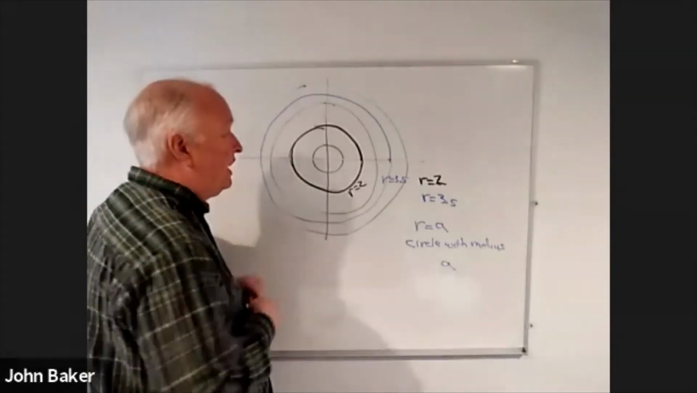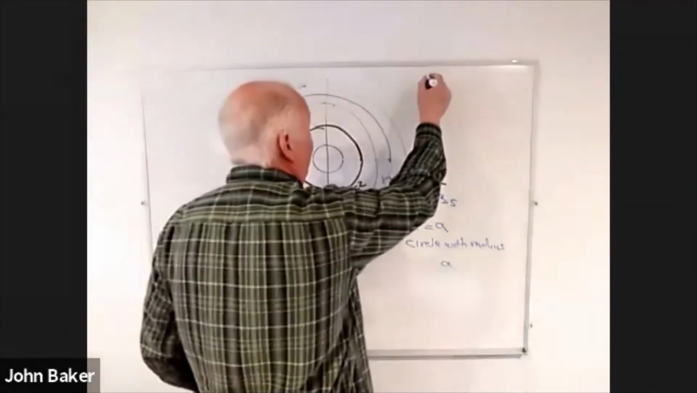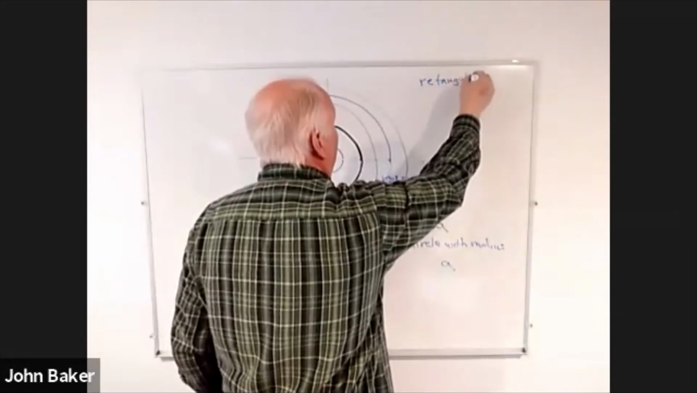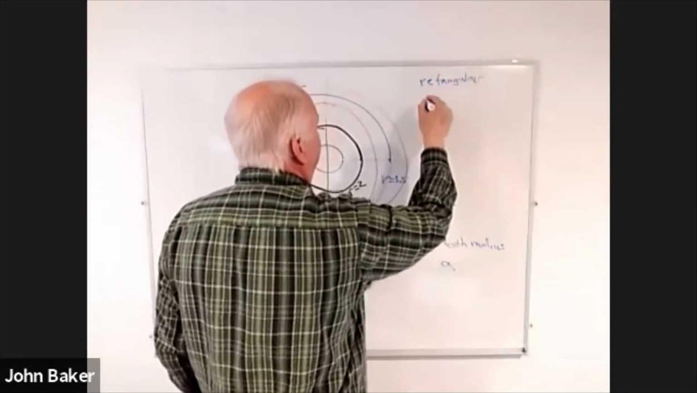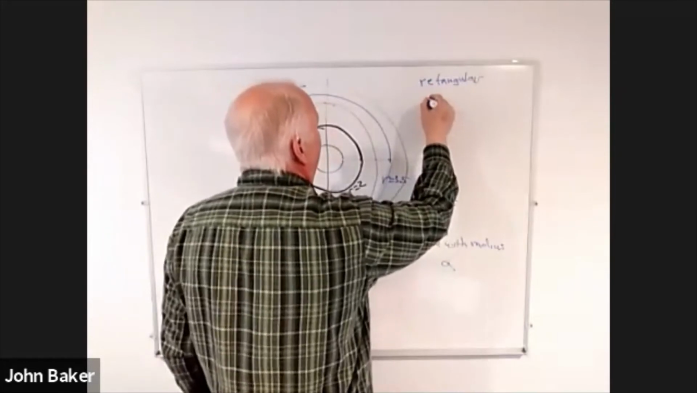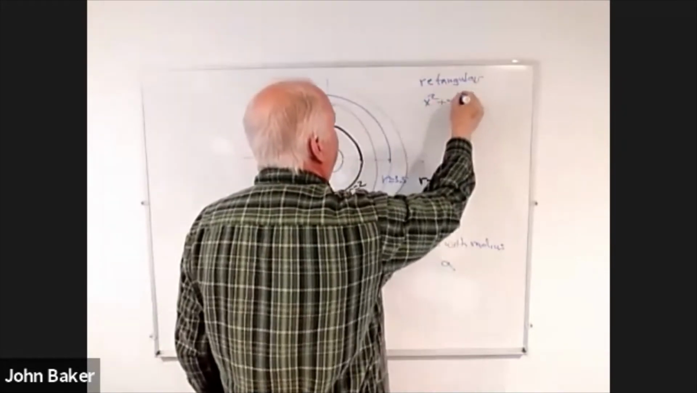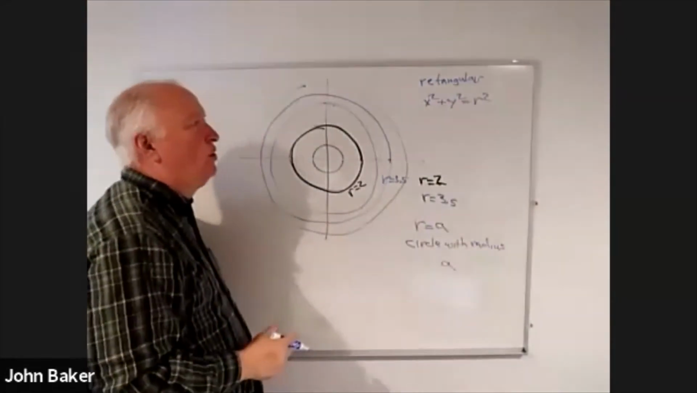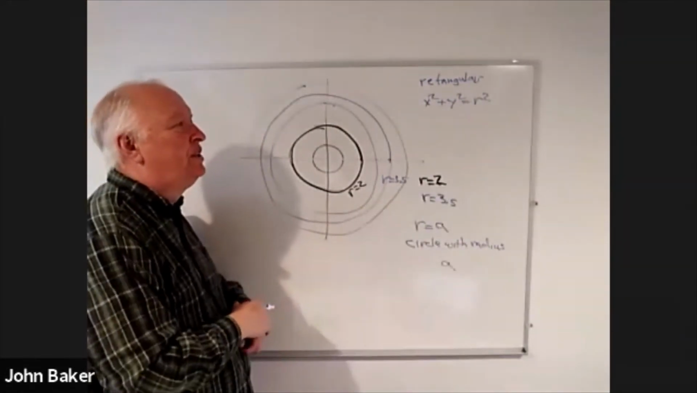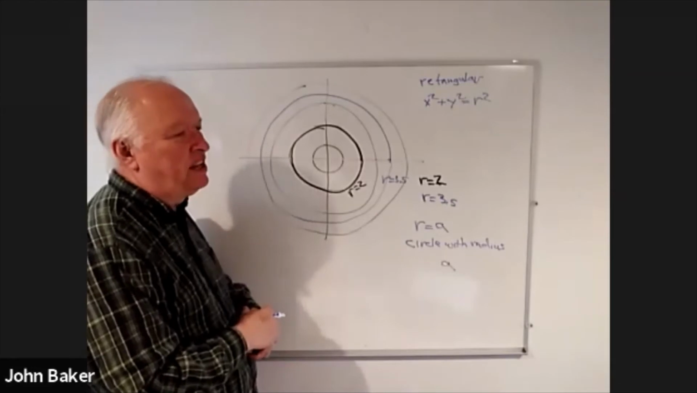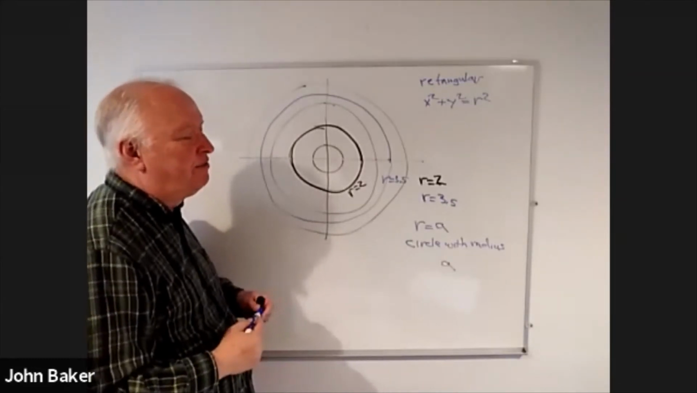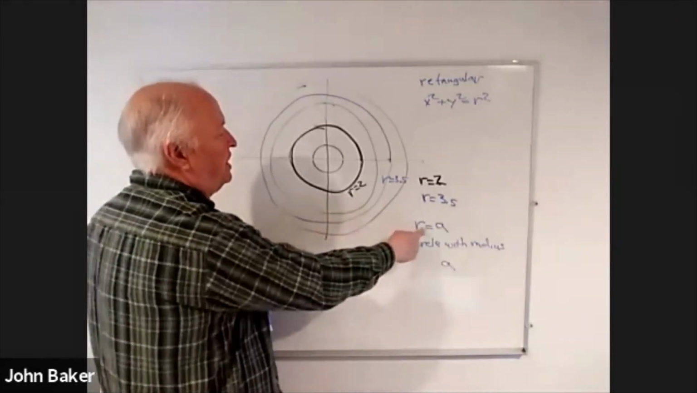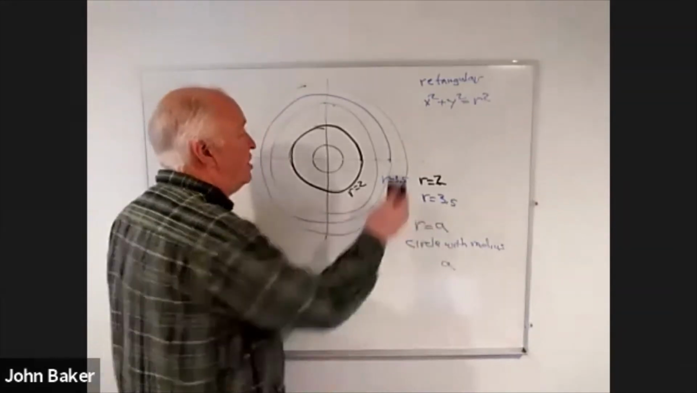On a rectangular system, you have x squared plus y squared equals r squared. And so you have a whole lot more involved in trying to calculate the x and y coordinates for a circle. But in a polar one, it's just radius equals the radius, the number.